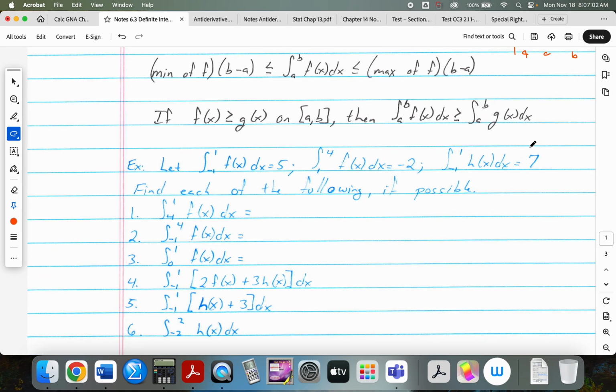And then the last one, if f of x is greater than or equal to g of x on the interval from a to b, then the integral of f of x dx has got to be greater than or equal to the integral of g of x, both from a to b. And I think that makes sense. One function is above the other one. That's going to have more area than the other one is.